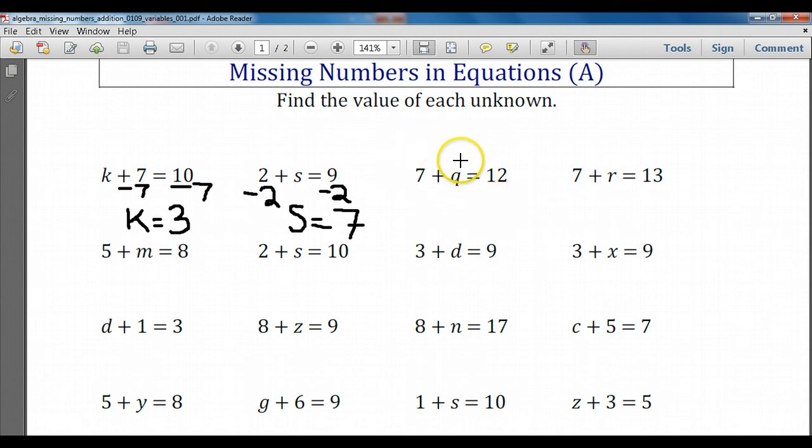I'm going to do one more, and then you can try on your own. I have 7 plus q equals 12. Q is my unknown, or my variable. Another way of saying this is 7 plus what equals 12. Again, I need to isolate the variable, get the q on its own. How do I do that? I get rid of this 7 by subtracting 7. Again, if I do it to one side, I have to do it to the other. I subtract 7 from here. What am I left with? I'm left with q equals 5.